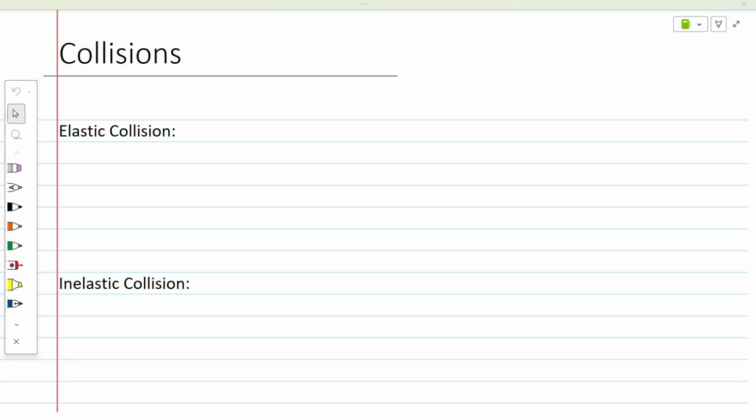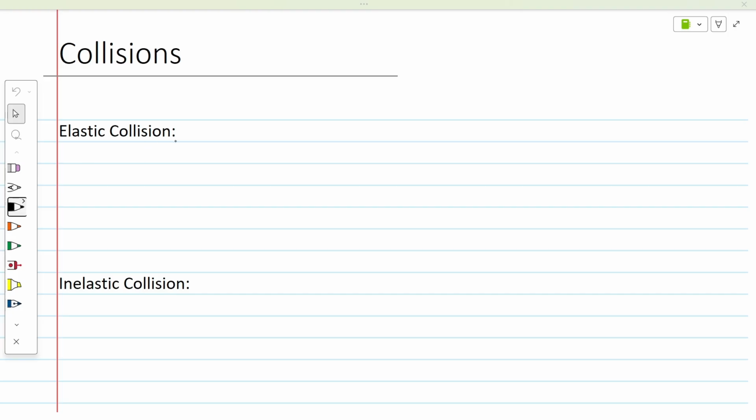In this video, we're going to talk about collisions, which is the main question where you will be applying the conservation of momentum principle that we learned about. And we're going to talk about when you can use energy and how that relates. So let's talk about the two main types of collisions.